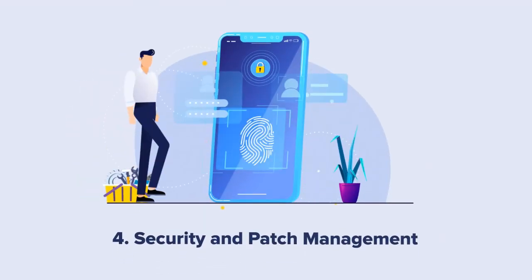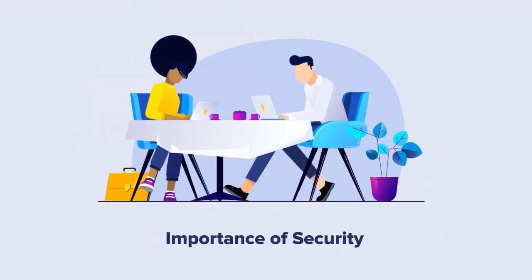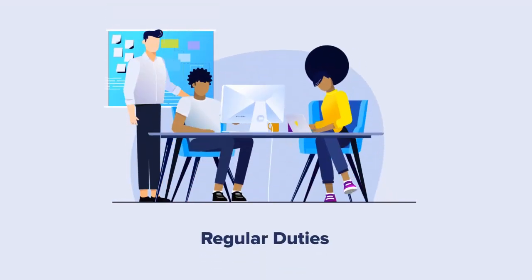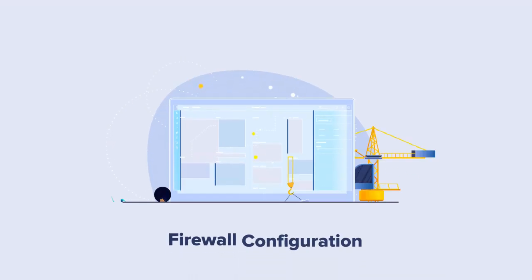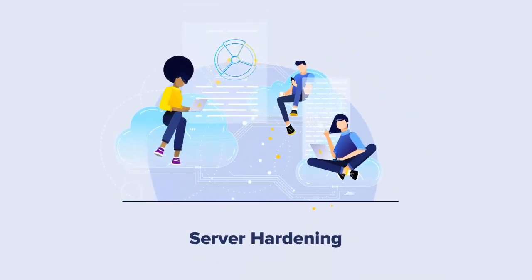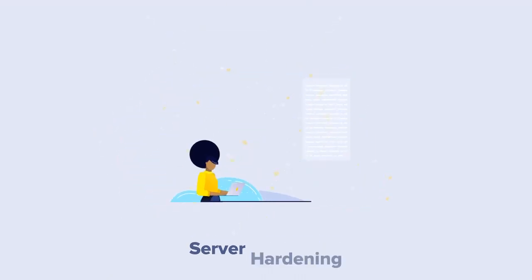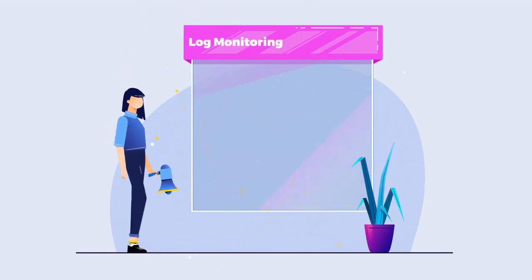4. Security and patch management. Securing Linux systems is non-negotiable. Administrators regularly apply system updates and security patches, configure firewalls using tools like iptables or FirewallD, harden servers against threats using best practices like disabling unused ports and services, monitor logs for suspicious activity, and respond to security incidents promptly.